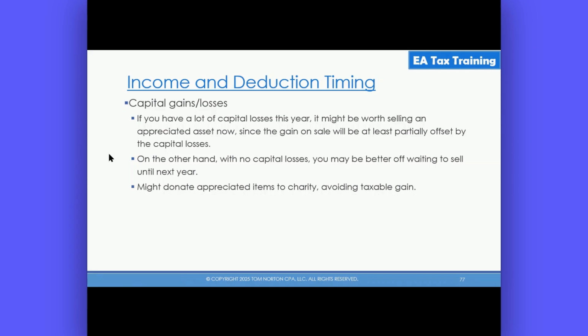Because remember, capital losses are limited to $3,000 per year. So they're just going to sit there. Yes, you can carry them over, but they're just going to sit there if you don't use them this year. So you might want to do that.